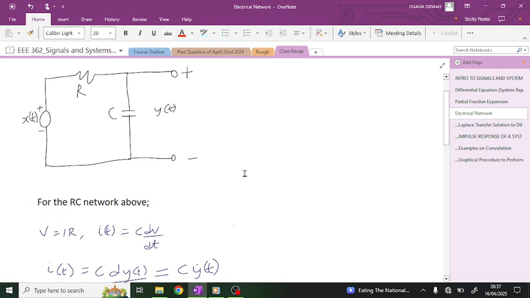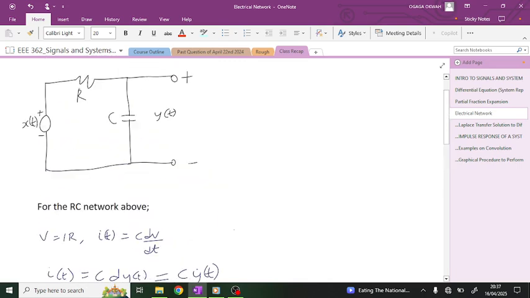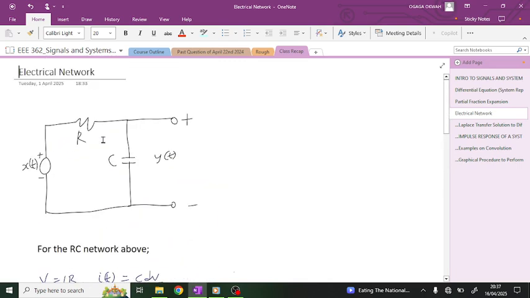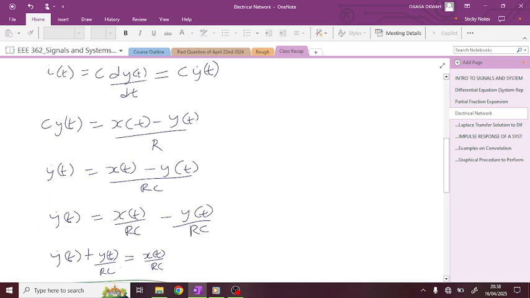Now what's happening here? We want to analyze this network in order to determine the output signal y of t. X of t is the input signal, and y of t is the output signal. So to determine this output signal, look at this last step here.